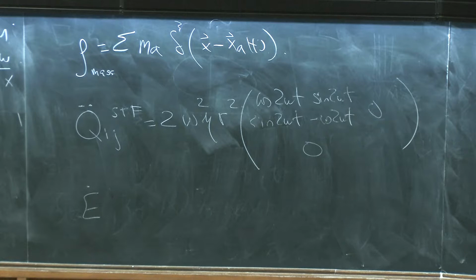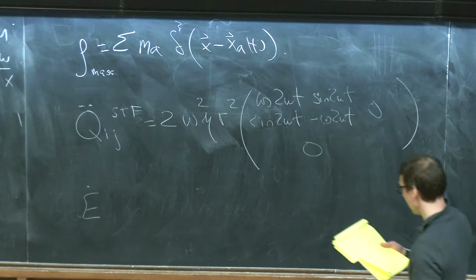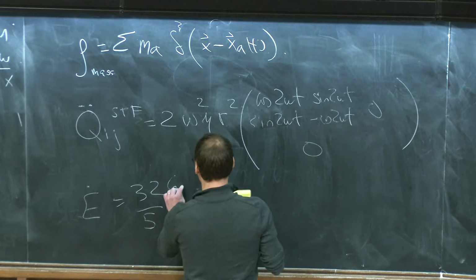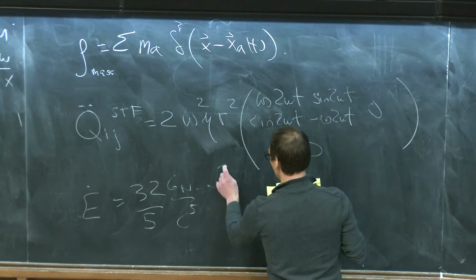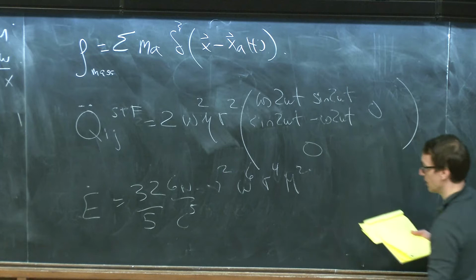There's obviously the group theory argument or the spin two field argument, but it's also the actual calculation, which often helps. So now we compute the E dot, and this is the famous 32 over 5, G Newton over c to the 5, nu squared omega^6 R^4 M squared. Do that as an exercise.